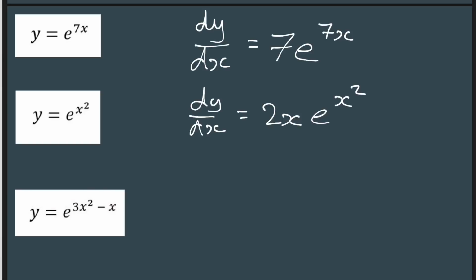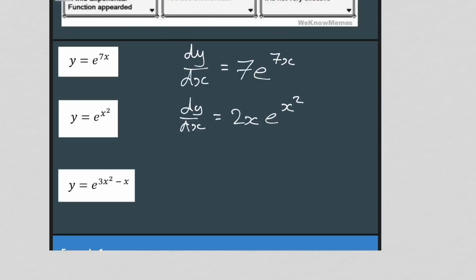This one here is the same thing, but watch out. Watch out, because here, dy by dx, differentiate the power, stick it in brackets. You get 6x minus 1, and then it's e to whatever the power was before. Don't take one off it. So notice those brackets are important.